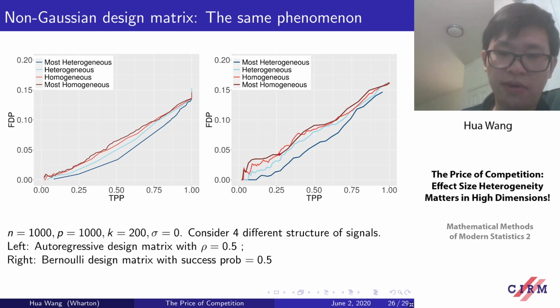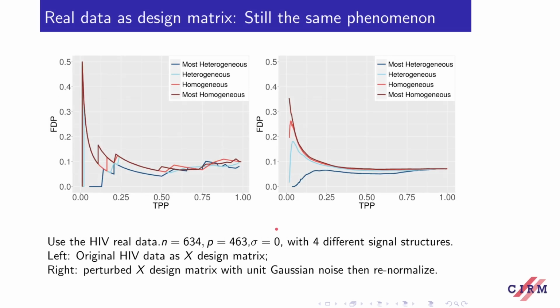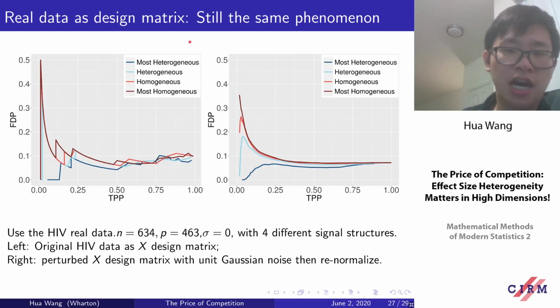So even though the shapes of those two simulation plots are not exactly the same, you observe the same trend, the same phenomenon, which is that the most homogeneous case is the most desirable case, and the structure is very clear here. And even if we use some real data as our design matrix, we will still observe the same phenomena. On the left is the HIV dataset, where we have over 600 patients and over 400 features. As you can see, this is no longer a smooth curve, but still the same phenomenon, that the most heterogeneous signal gives us the best result.